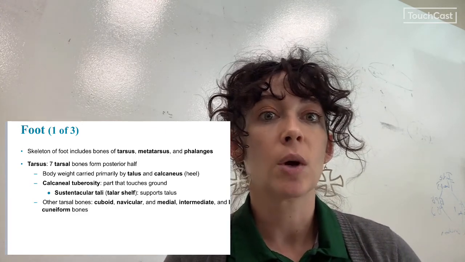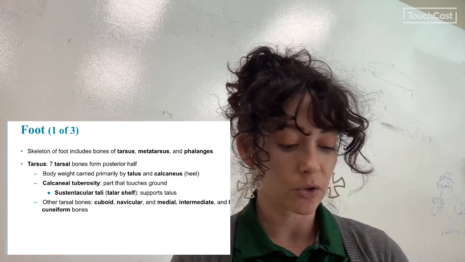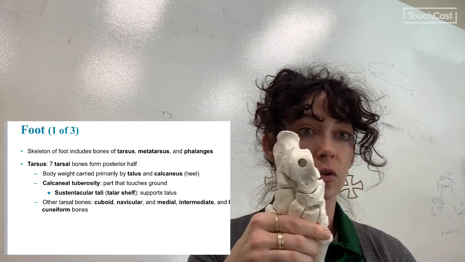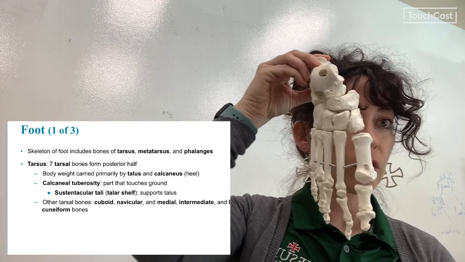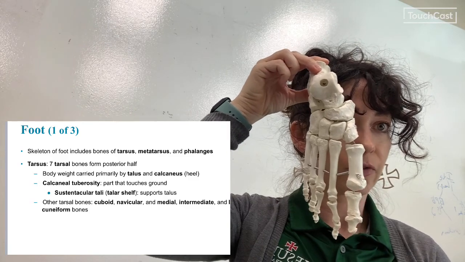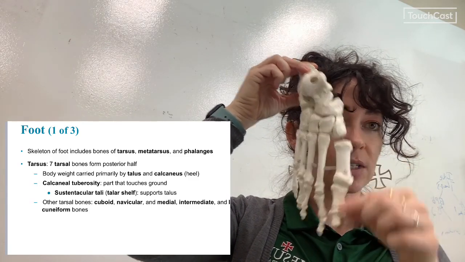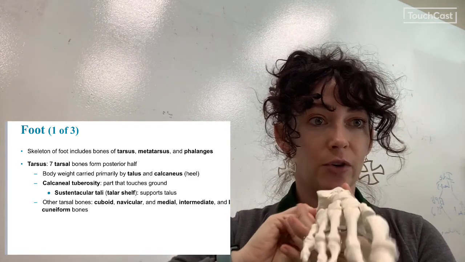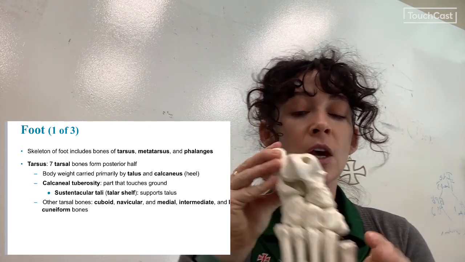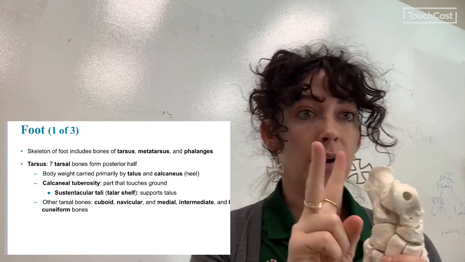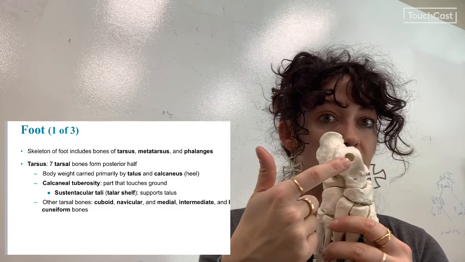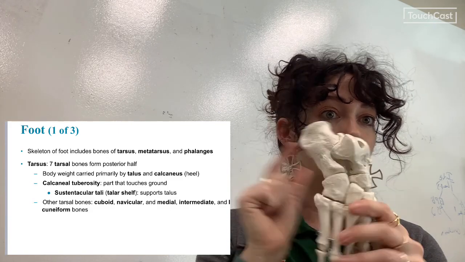Okay? So 7 tarsal bones are going to form the posterior half, so the closest part of your ankle. So right now we're looking down on a left foot here. So big toe side, meaning it's a left foot if we were to sit him down, okay? So our body weight is primarily carried by 2 bones in our foot, which is going to be our talus, the bone here, and our calcaneus.